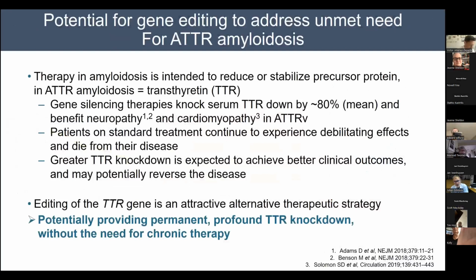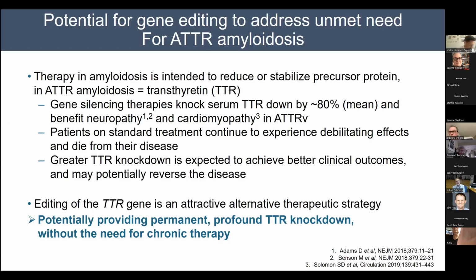So existing gene silencing therapies such as patisiran, vutrisiran, and inotersen, as I mentioned earlier, reduce serum TTR concentration by approximately 80%. And they've been shown to stabilize and in some patients even improve neuropathy scores in hereditary ATTR amyloidosis. Patisiran has also been shown to reduce cardiovascular-related hospitalizations and all-cause mortality in patients with hereditary ATTR amyloidosis who have cardiac involvement, and more recently, also to benefit patients with predominant amyloid cardiomyopathy.